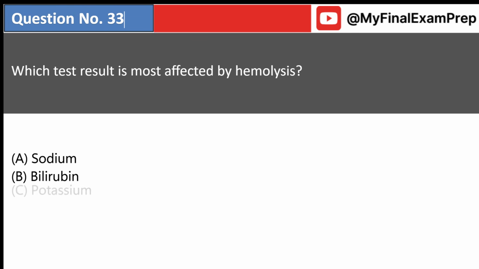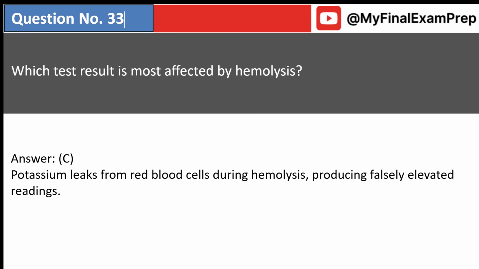Which test result is most affected by hemolysis? A. Sodium. B. Bilirubin. C. Potassium. D. Glucose. Answer C. Potassium leaks from red blood cells during hemolysis, producing falsely elevated readings.